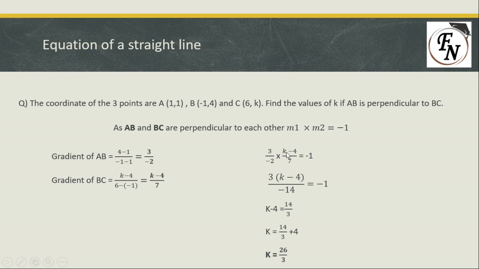So 3 would be multiplied by k and minus 4 both, and 2 and 7 would be multiplied, and then cross multiplication, and I got the answer as k equals 26 over 3 after resolving this.